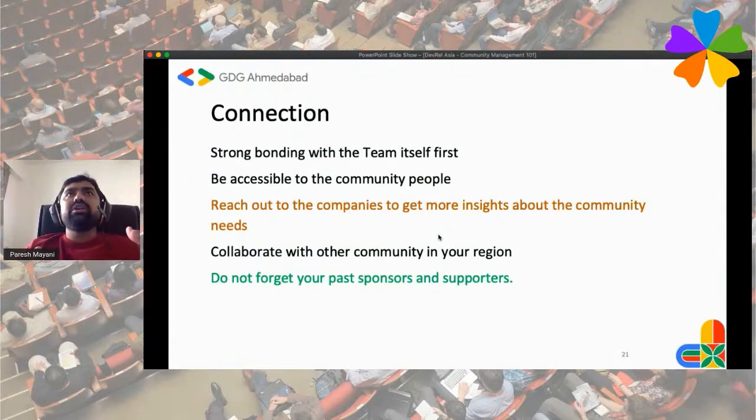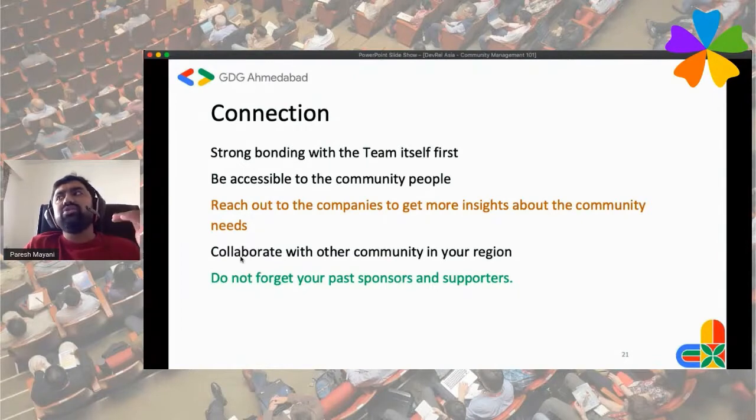That's where you would be reaching out to the wider audience and the community members. For making connections and building the community, you should be reaching out to other local communities, to companies, wherever you can get the right infrastructure, ecosystem, and support for hosting the events, right? So as I said, collaborate with the other communities in your town.